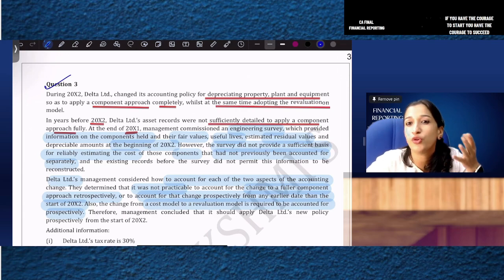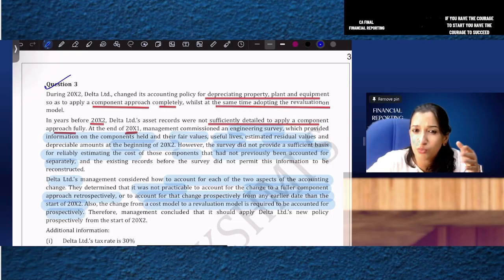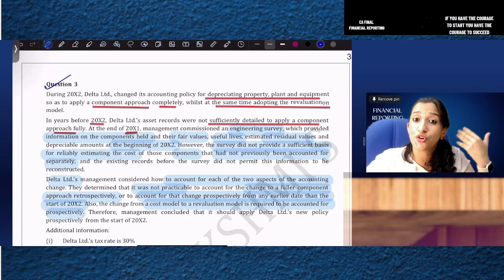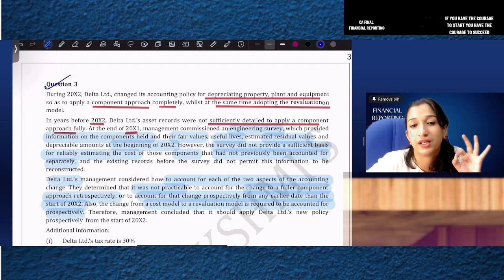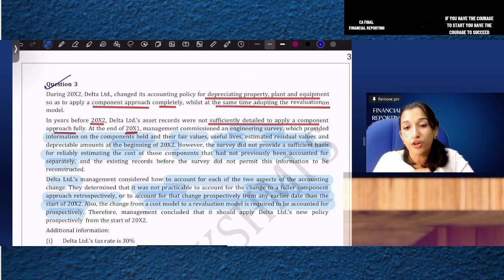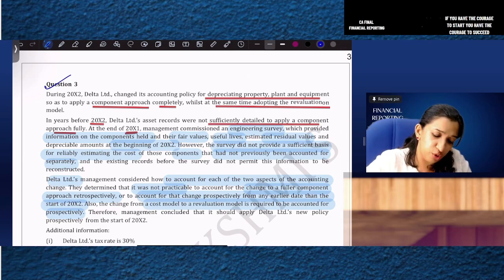They are going for component approach and revaluation model. So if you are shifting from cost model to revaluation model, do I go for retrospective accounting? No. As per Ind AS 16 and Ind AS 38, when shifting from cost model to revaluation model, accounting is to be done as per the respective standards. We will not go for retrospective approach.